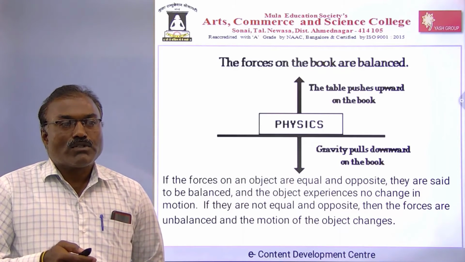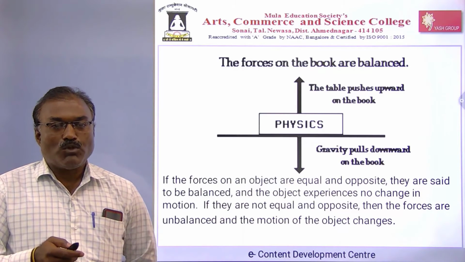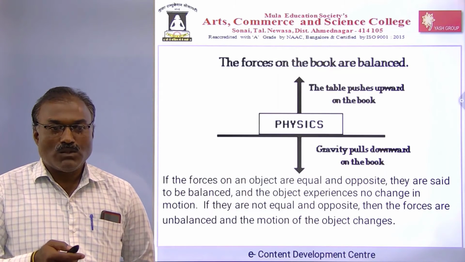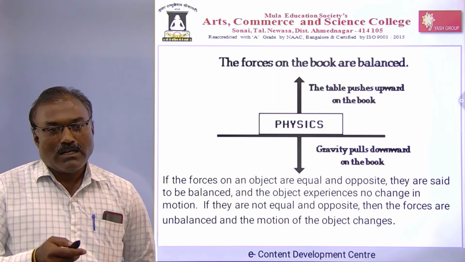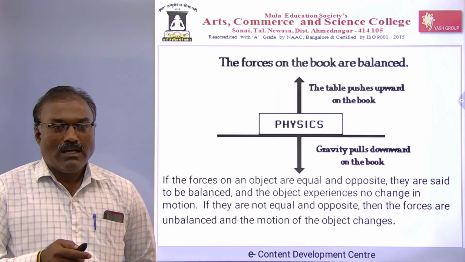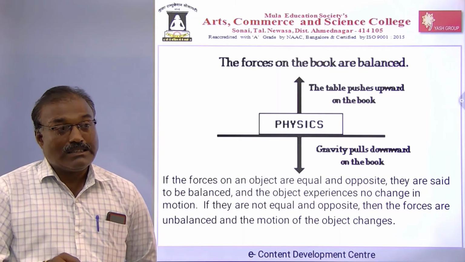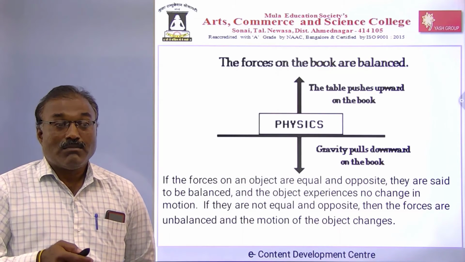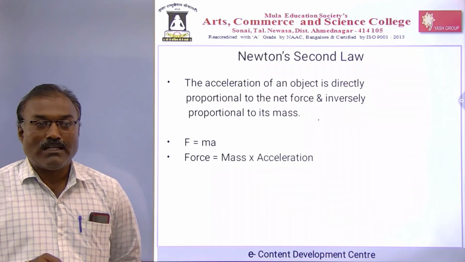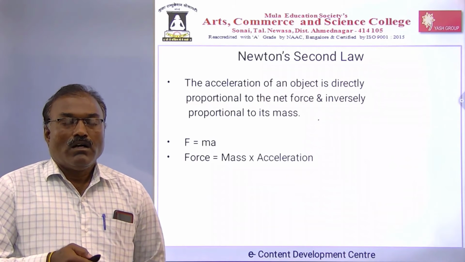If the forces on an object are equal and opposite, they are said to be balanced, and the object experiences no change in motion. If they are not equal and opposite, then the forces are unbalanced and the motion of the object changes, meaning there is some acceleration due to unbalanced forces.